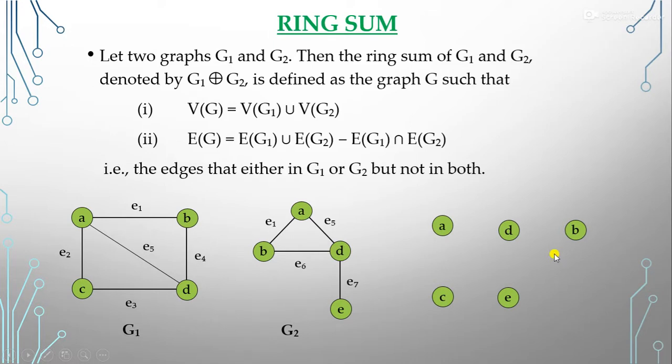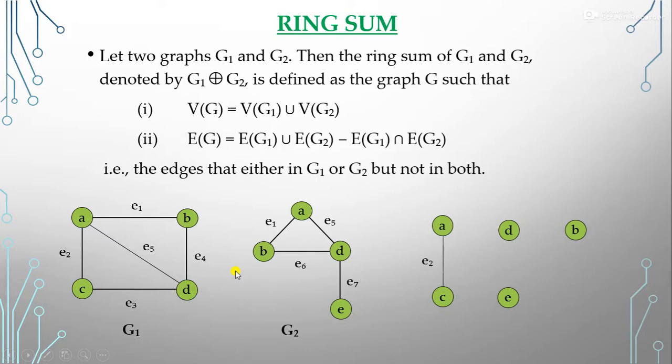Now come to the point of edges. In edges we have to exclude those which are common in both the graphs. So which edges are common here? E1 and E5. Two edges, E1 and E5, are common in both the graphs. So we have to exclude these edges only and include all other edges.